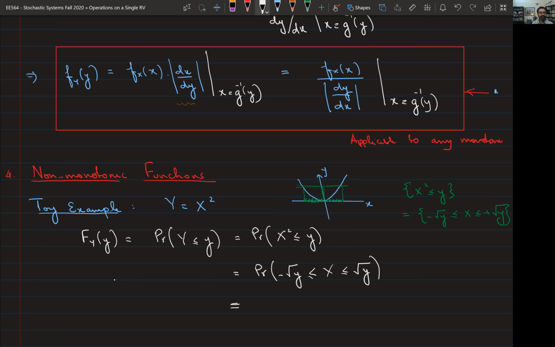In terms of the CDF of X, can I write this probability in terms of the CDF on X? Go ahead, Shoaib. PDF. So capital F evaluated at under root y minus capital F evaluated at minus under root y.